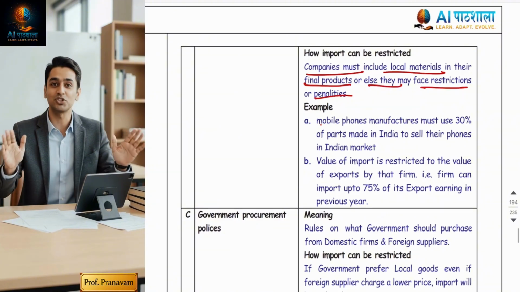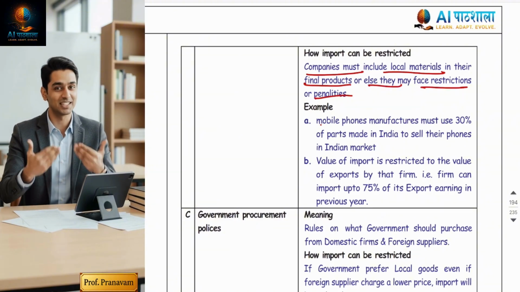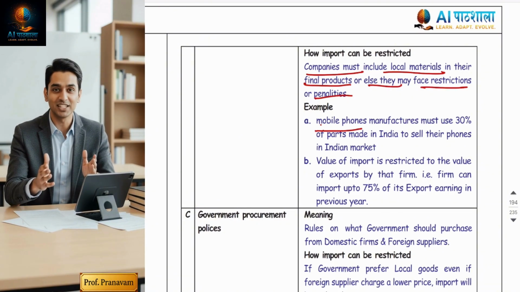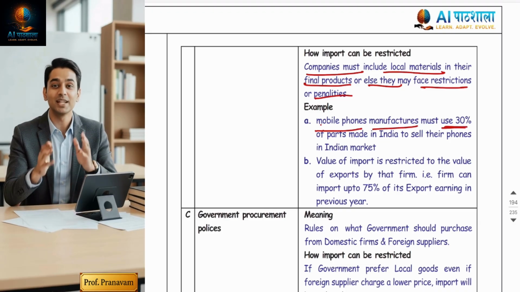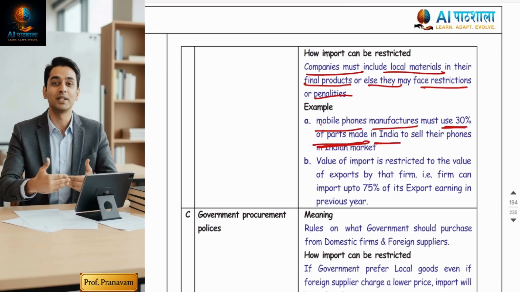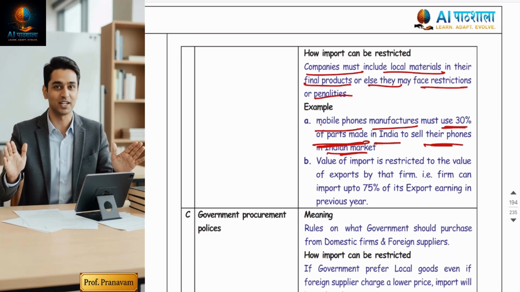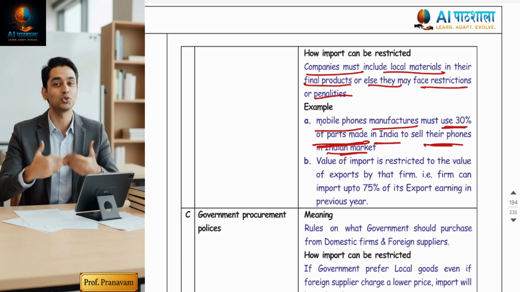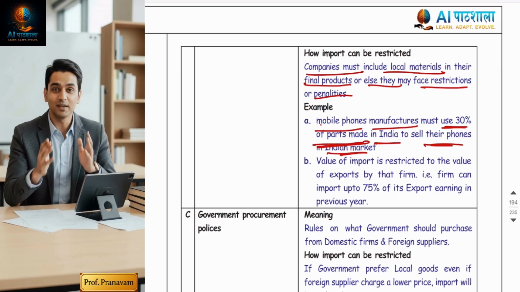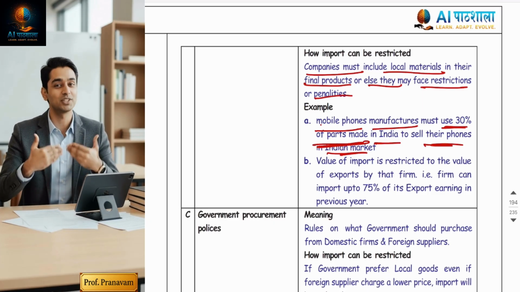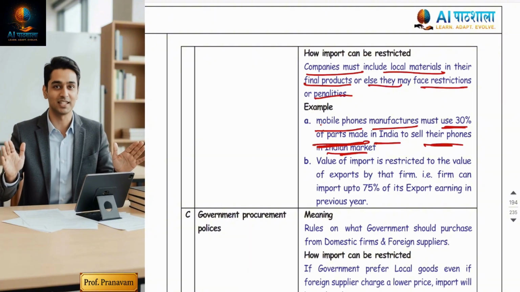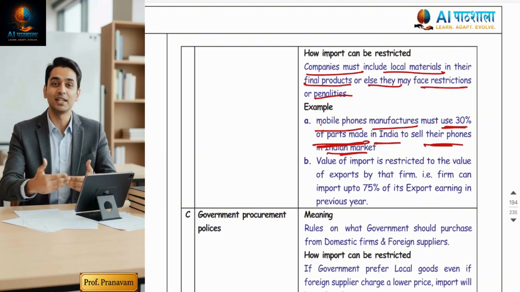Let's take an example for you. For example, the government can make a rule that mobile phone manufacturers must use 30% parts made in India to sell their phones in the Indian market. So if any foreign company wants to sell their cell phones in the Indian market, 30% of the material they use should be manufactured in India. Then only import is allowed. If they don't do so, imports are restricted.